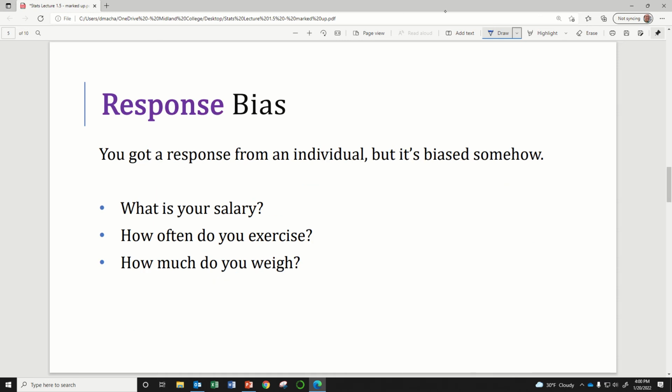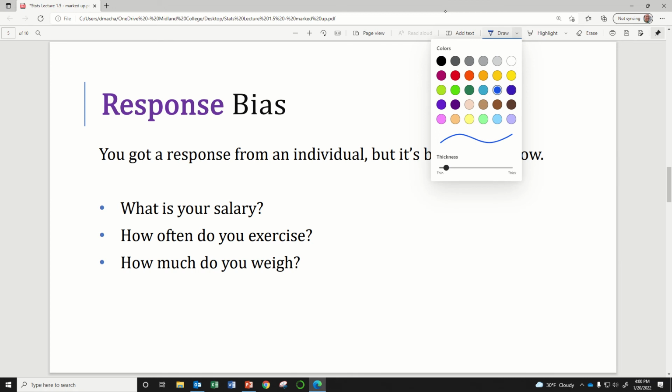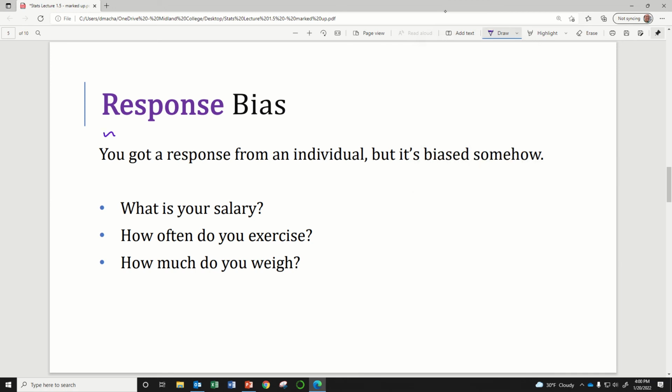And finally, getting to our third type of bias, and there's a bunch of different fun types of response bias, but response bias means that you got a response from an individual, so it's not non-response, right? We actually did receive a response from an individual, but somehow the response itself is biased.